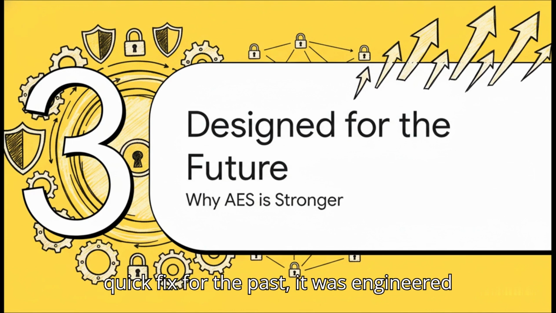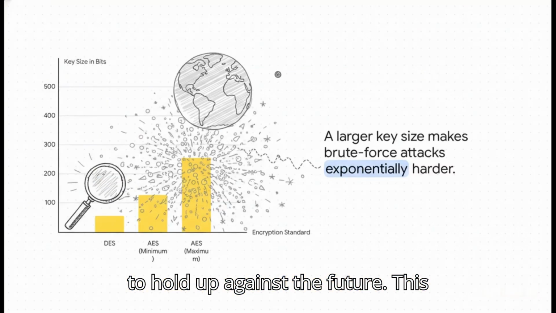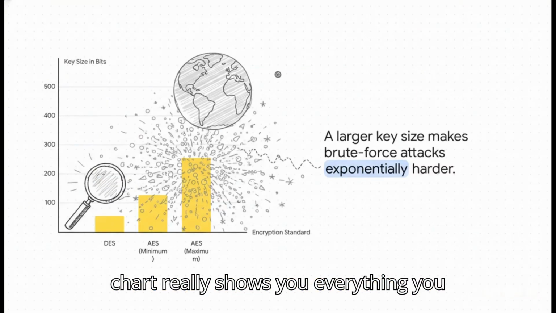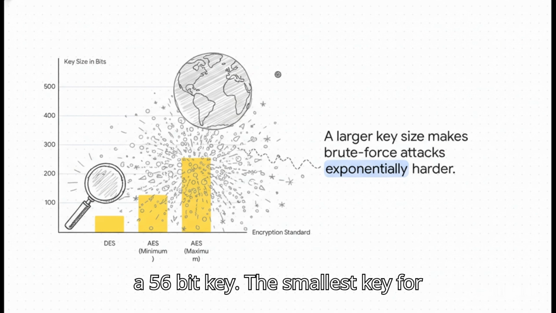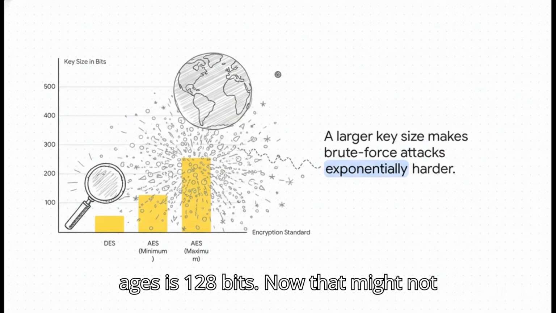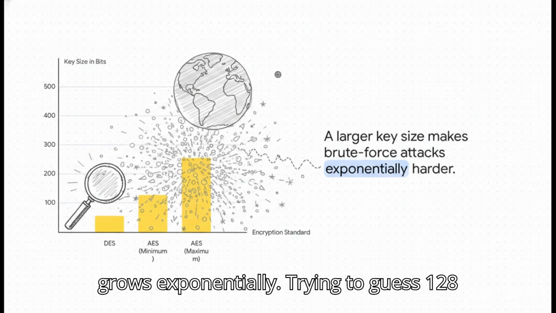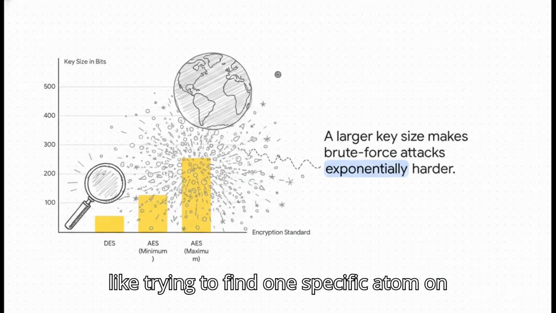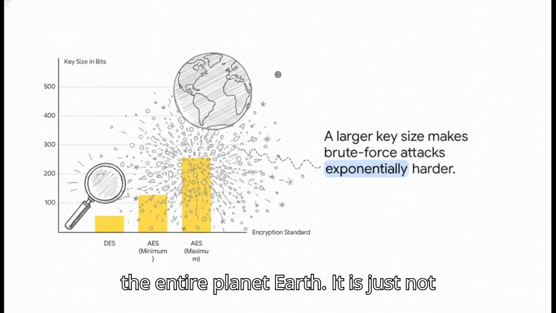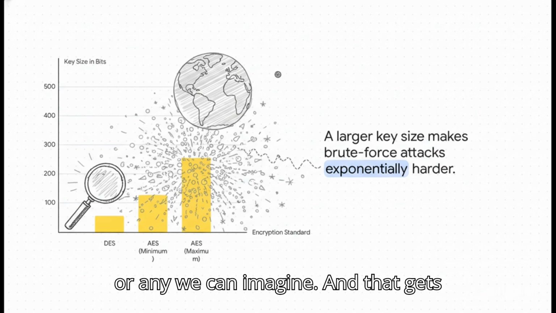See, it wasn't just designed to be a quick fix for the past, it was engineered to hold up against the future. This chart really shows you everything you need to know. The old standard, DES, had a 56-bit key. The smallest key for AES is 128 bits. Now that might not sound like a big leap, but the difficulty grows exponentially. Trying to guess a 128-bit key is, and this is no exaggeration, like trying to find one specific atom on the entire planet Earth. It is just not possible with any computer we have today or any we can imagine.